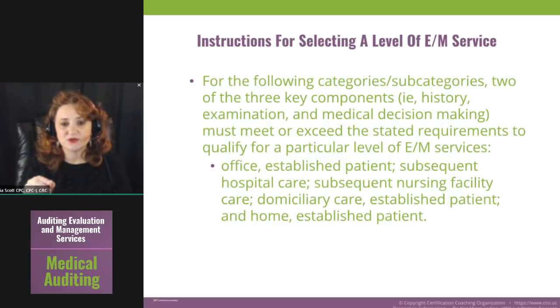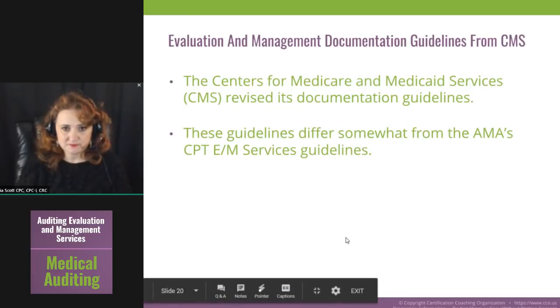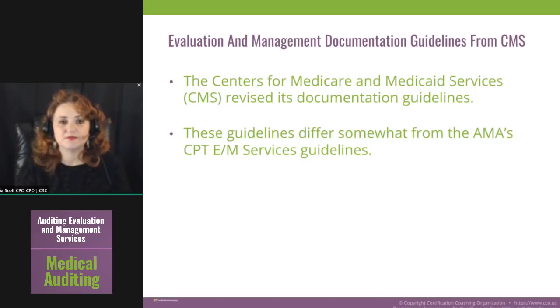Meet or exceed is going to follow for two of the three components: established patients, subsequent hospital care, etc. New patients, you're going to have to meet all three components, but these are the ones where you have to meet or exceed two of the three components. So the exam and the medical decision making, you have to at least meet or exceed it. And the history can be lower because you only need two to get to that level, right? And then for things like new patients, it would be three of the three.